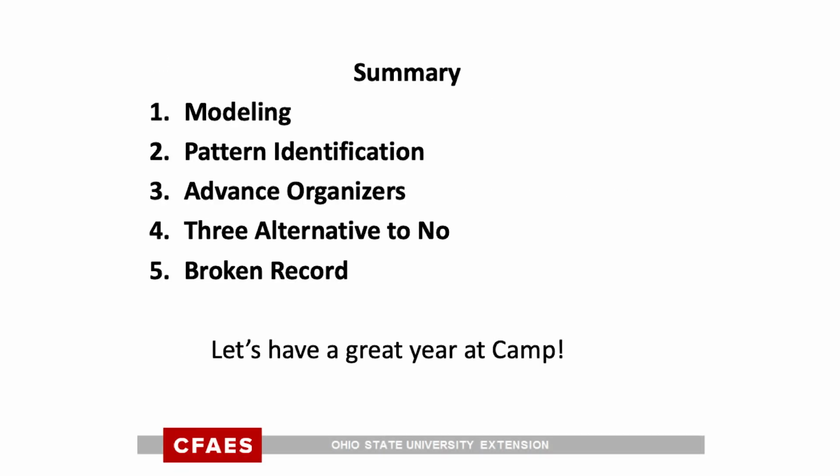In summary, I've shared 5 strategies for managing camper behavior. Number 1, modeling. Role modeling is a powerful behavior management tool in nearly all that we do at camp. Number 2, pattern identification, which means figuring out what the root cause of a camper's behavior difficulty is and making changes to try to fix it. Number 3, advanced organizers, being proactive or preemptive to help campers achieve the desired behavior. Number 4, 3 alternatives to no. I gave alternatives so that you can get the word no out of your vocabulary as much as you can. And number 5, broken records.